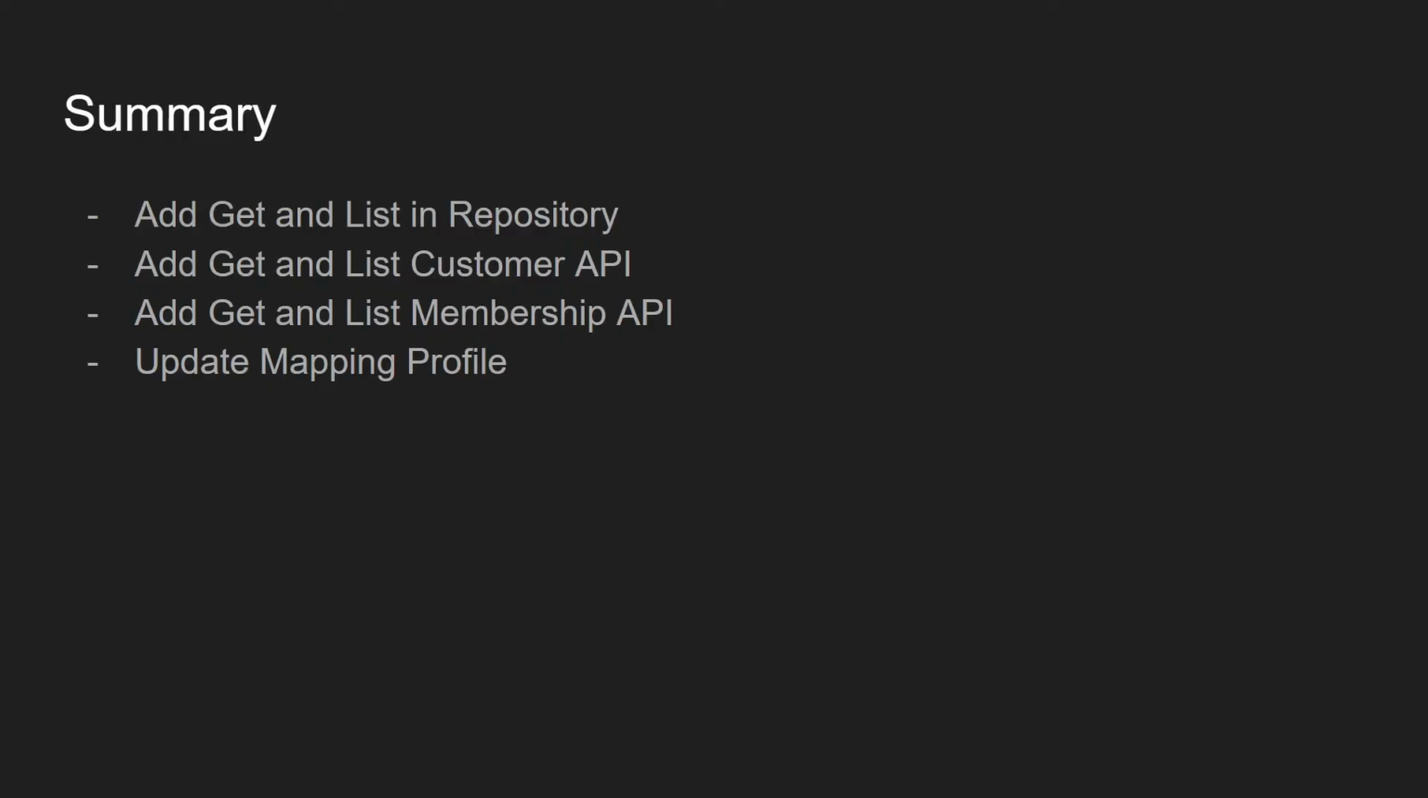So to summarize, we added get and list in our repository, also added get and list methods in the customer and membership API. Lastly, we updated the mapping profile.